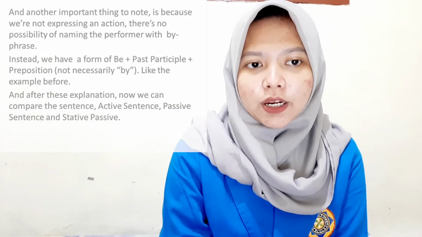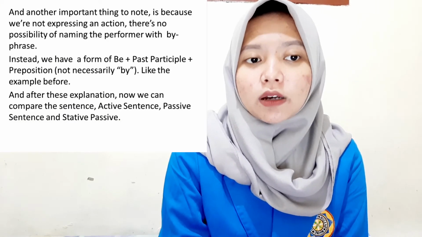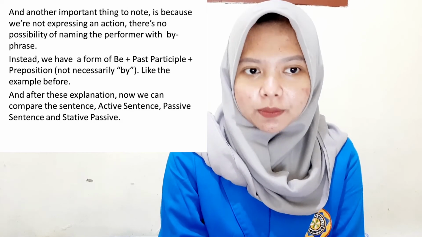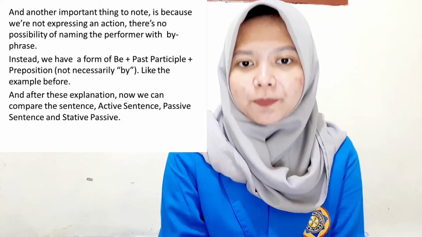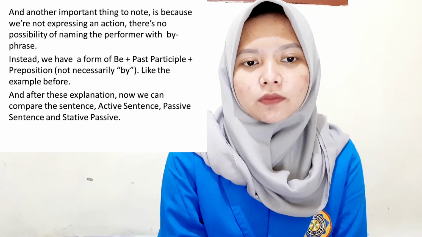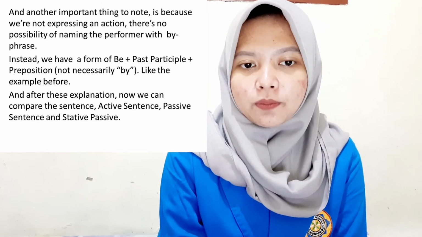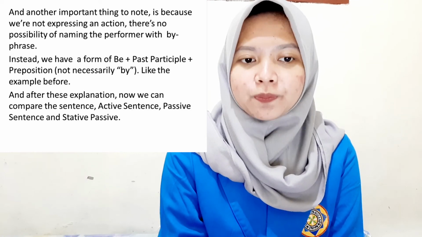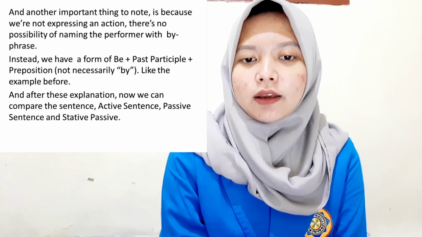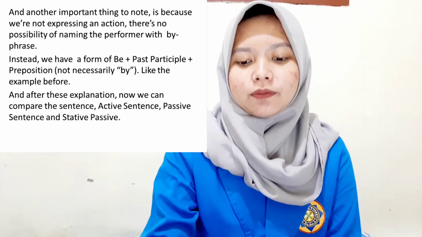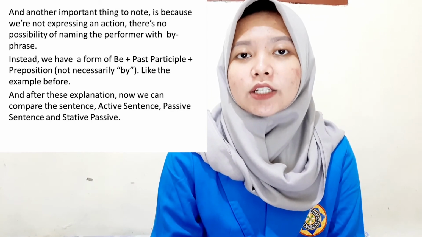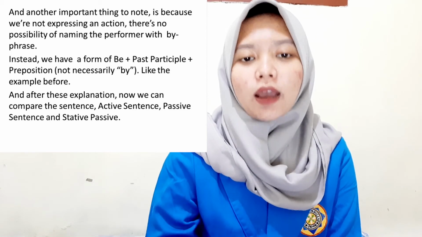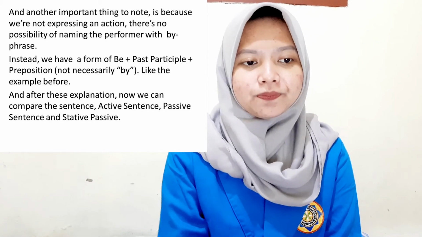And another important thing to note is that because we are not expressing an action, there's no possibility of naming the performer with a by phrase. Instead, we have a form of be plus past participle plus preposition, not necessarily by, like the example before. The is associated with, is known as, so with and as are prepositions.